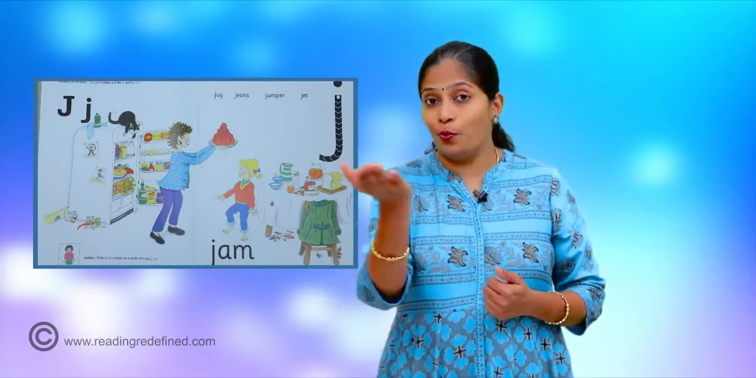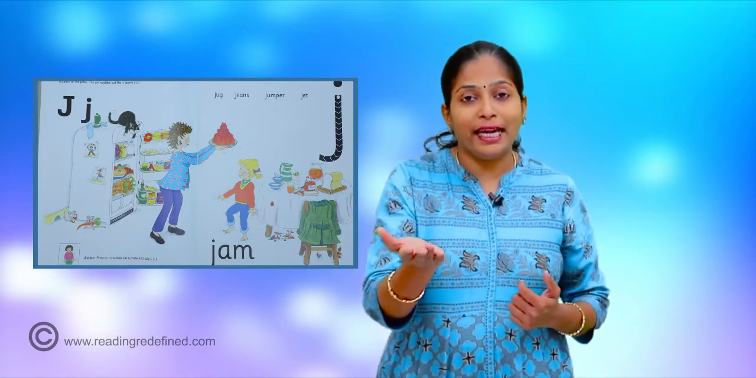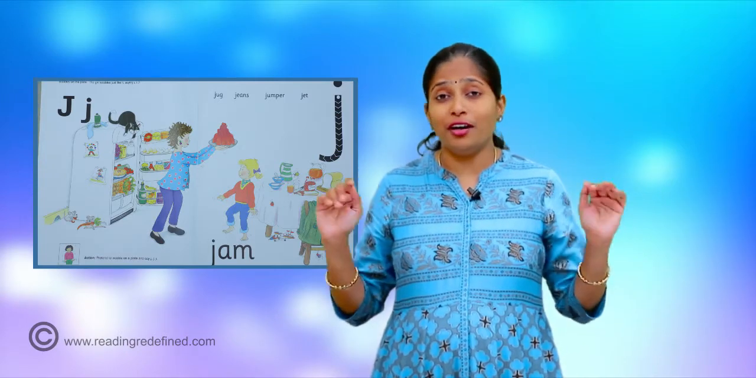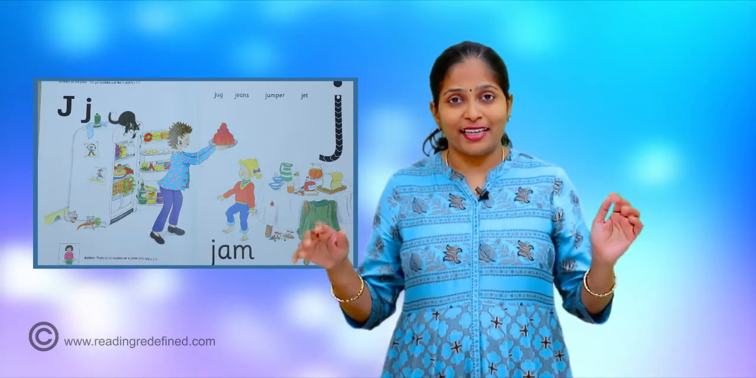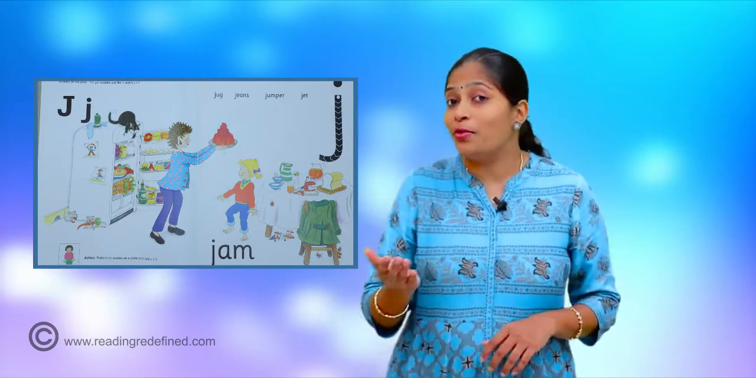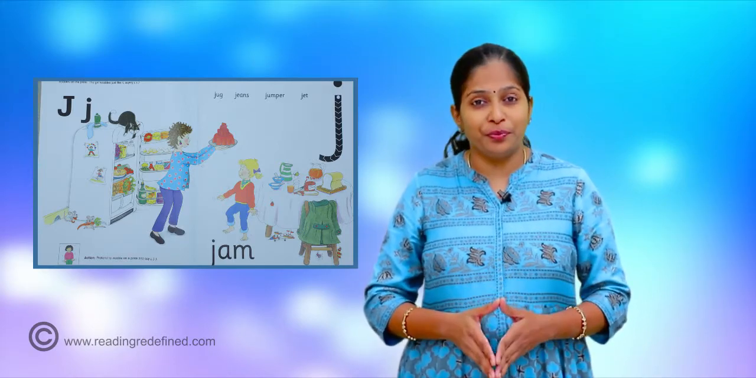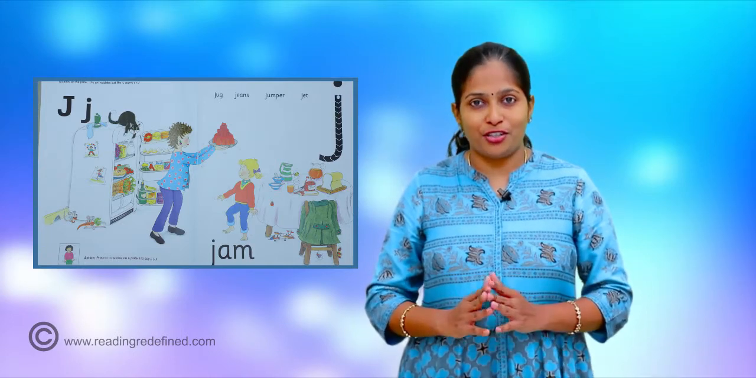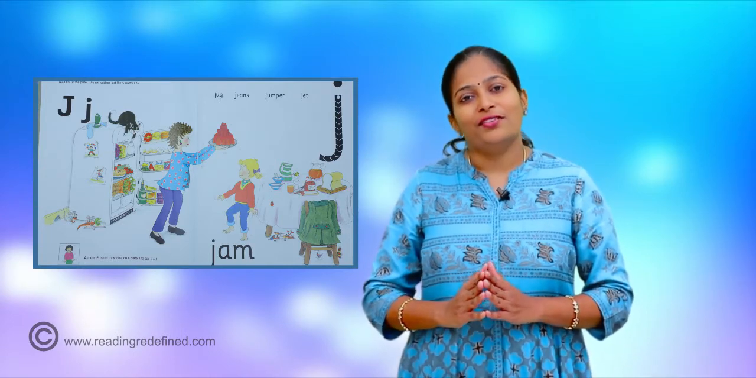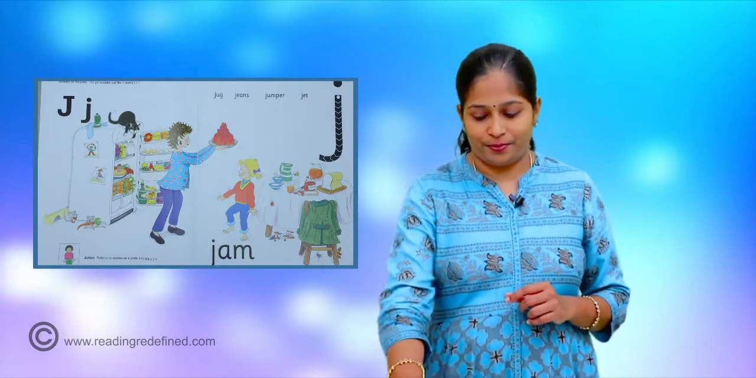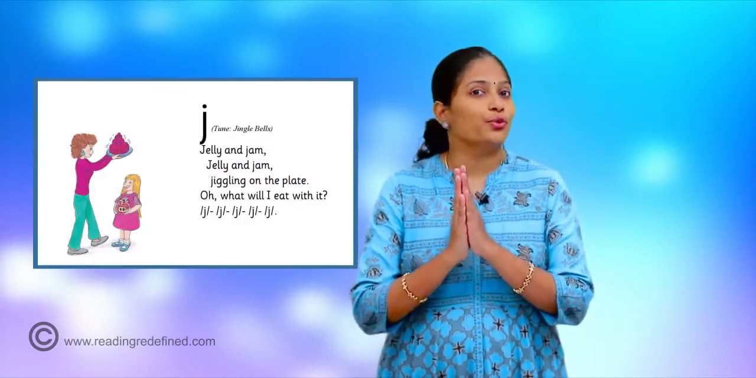So jelly was wobbling on the plate, and looking at that, this little girl got really enthusiastic and started wobbling like a jelly. J, j, j, j, j. So wobble like a jelly, j is the sound. So jug, jeans, gym, fridge, judge, all these words have the j sound in them. So let's get into the song.